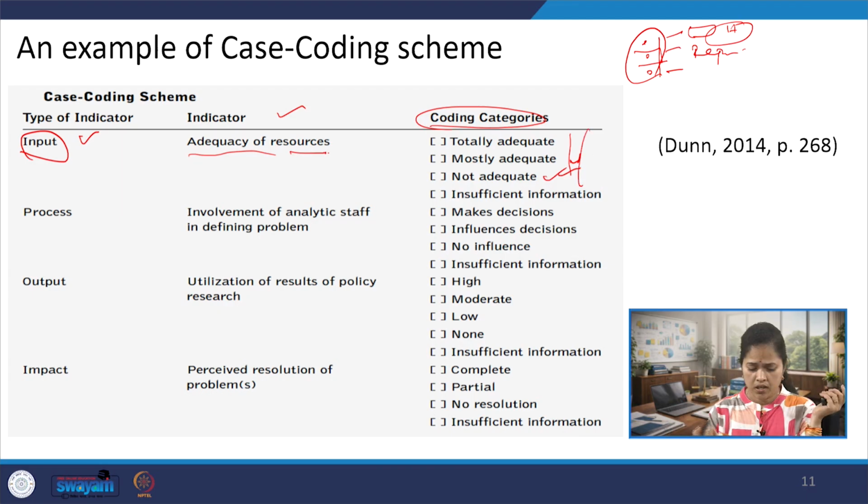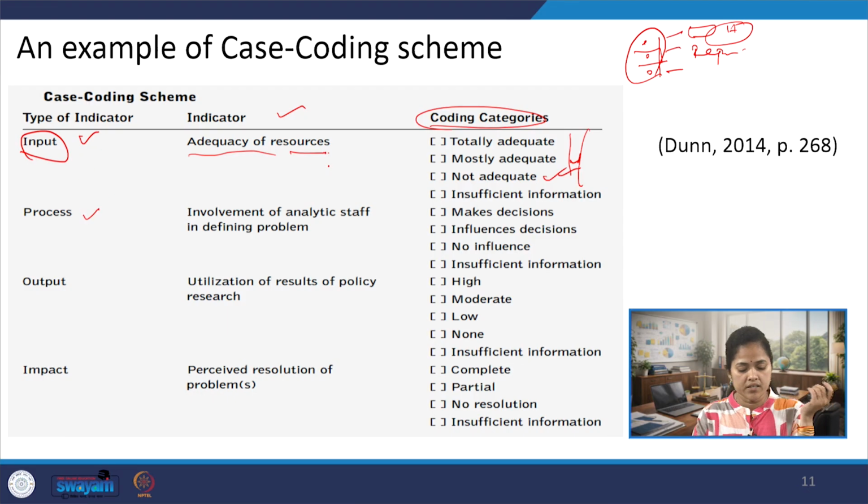That is, what is the status of the resources, whether adequate resources are available or not, and accordingly what the policy prescriptions or policy interventions are, and what the processes and impact of this policy implementation are, that is, limiting the groundwater extraction. Likewise, we can think about multiple policy cases, and through this case coding scheme we can take indicators like processes.